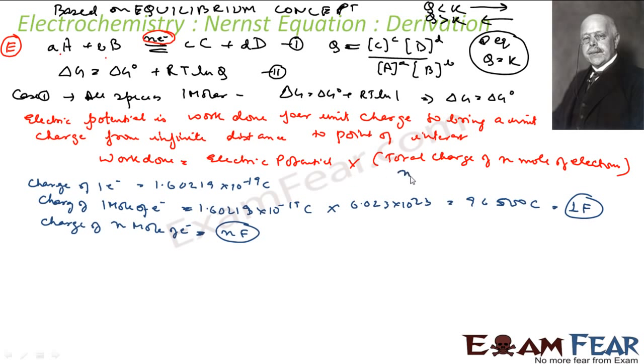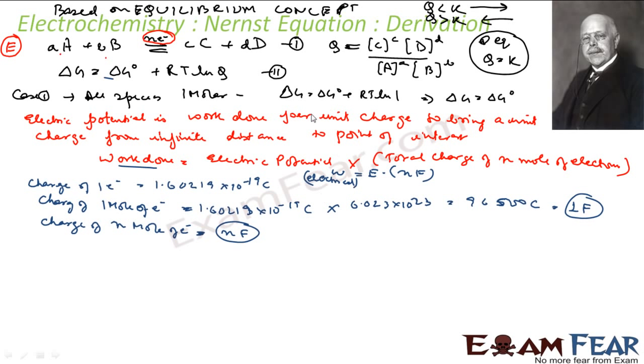We know this guy. And what is the electric potential? E. You know this also, right? So the work done is nothing but nFE, correct? See, work done is W. Electric potential was E. We have just assumed E is the electric potential, and the total charge on the electrons is nF, right? So this work done is electrical work done. Electrical work done is nFE.